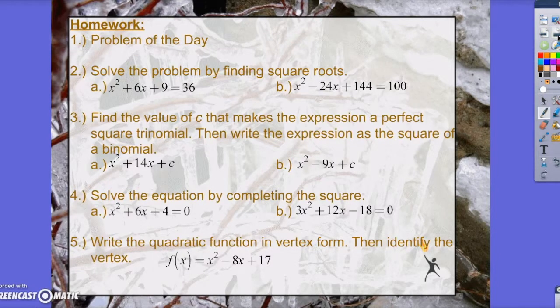All right, well that's it for today. Homework, problem of the day, and then you have 4 other examples. I want you to solve them, and then we'll go over them tomorrow.